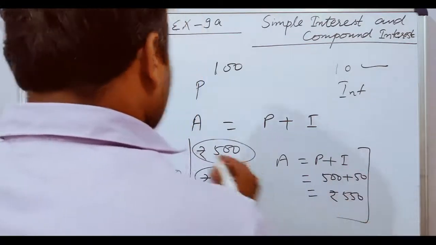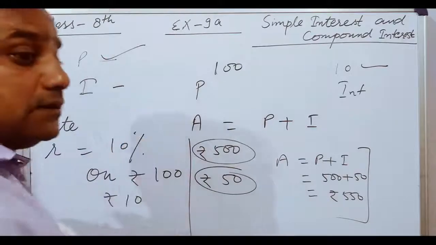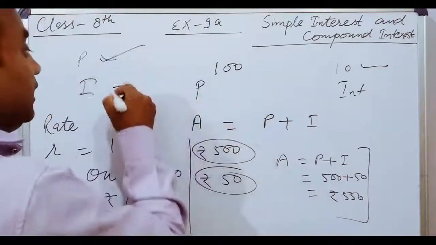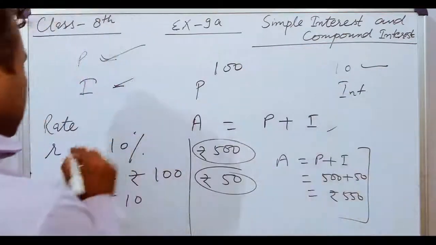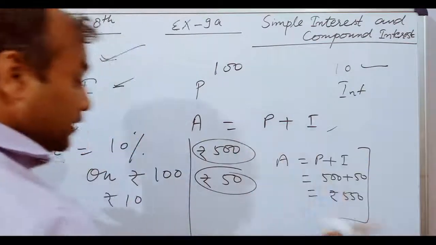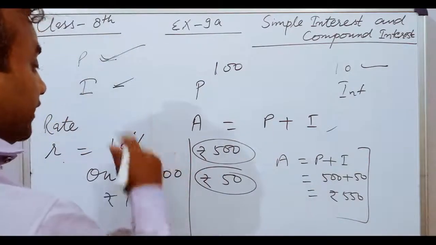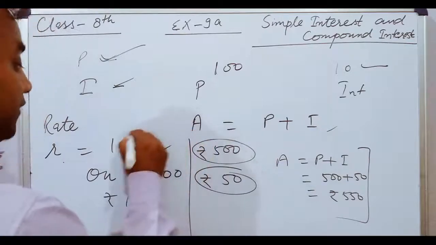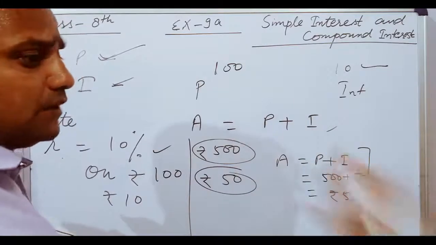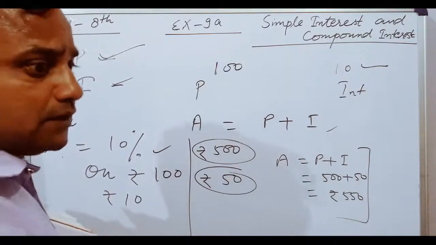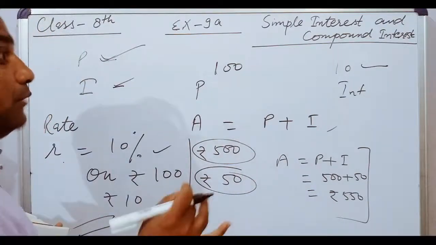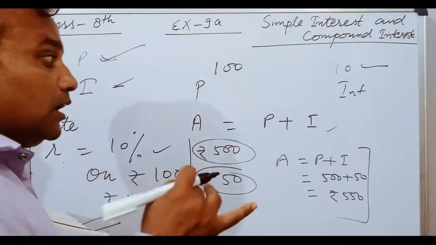So principal, the money which is taken or given, is called principal. Interest, extra charges. Rate, on 100, extra charges given on 100. Whatever is given on 100 is the rate of interest. And time, you know, is simple. Time is 1 year, 2 years, or monthly we take 1 month, 2 months.